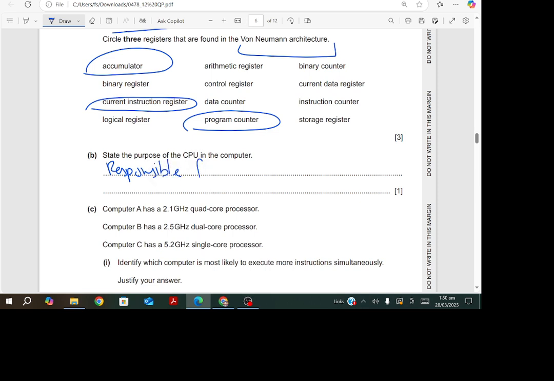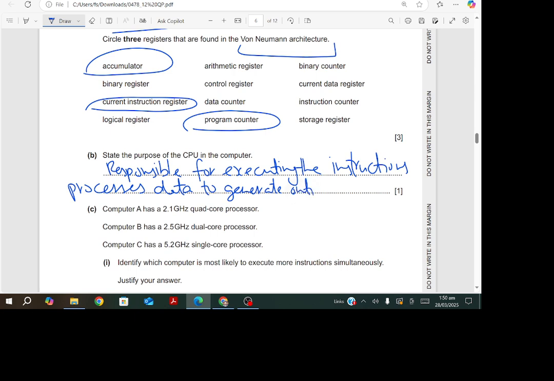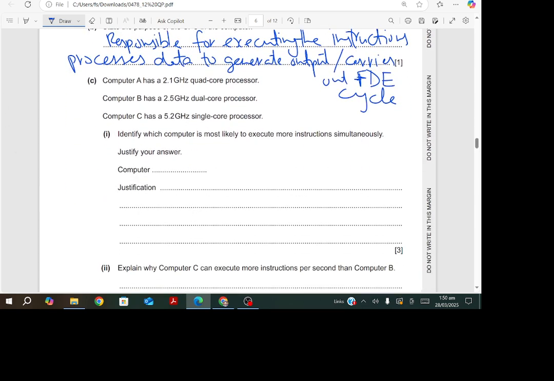Responsible for executing the instructions, processes data to generate output, or you can say carries out the fetch decode execute cycle. Okay, then the C part.